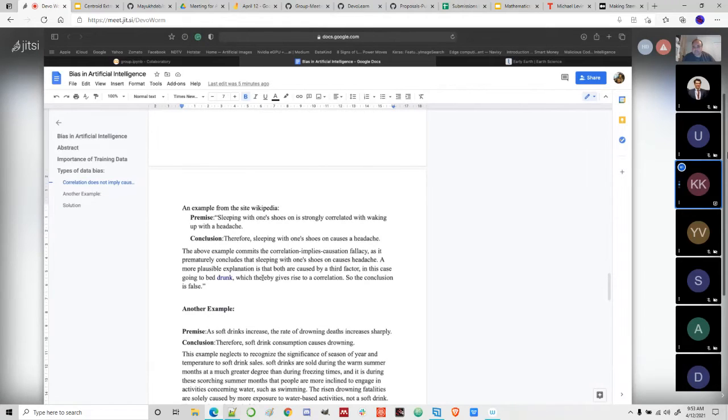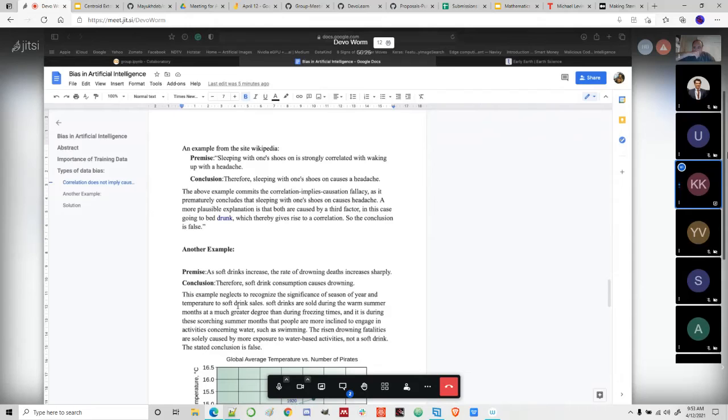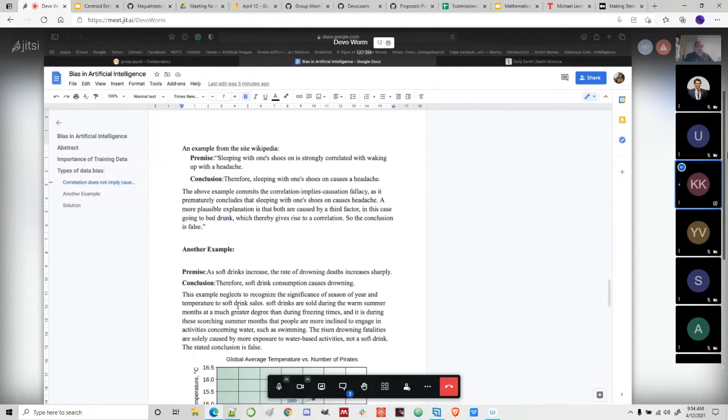And this is one of my favorite examples: when the sales of soft drinks increase, the deaths by drowning also increase. Therefore soft drinks cause drowning, but that's not true. You can say the underlying reason for this correlation is that soft drinks are usually sold in summer temperatures, and in summers people tend to go near water, go for water sports and go swimming. So it's the temperature that is causing the drowning, not soft drinks.